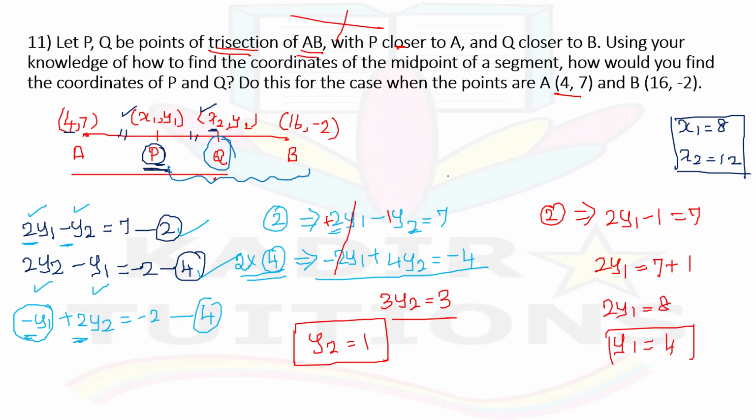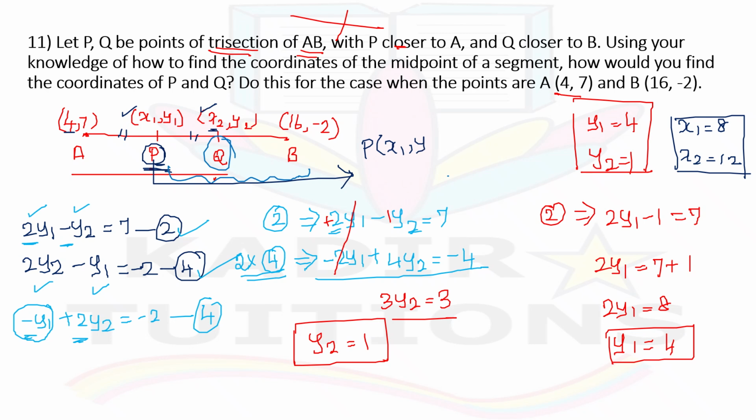So we got the value for y1 and y2 also. So what is our y1 value, which is 4, and y2 value is 1. So these are the values. So now we are going to implement the values over here in our problem. So what is this P? One point P intersection point is x1 comma y1, right? So we know the value of x1 y1, so it is 8 comma 4.